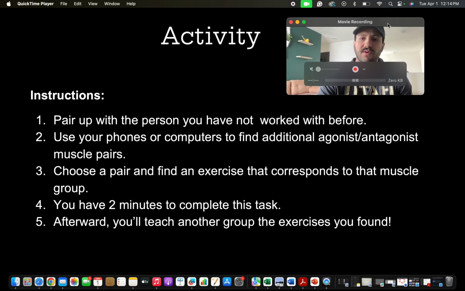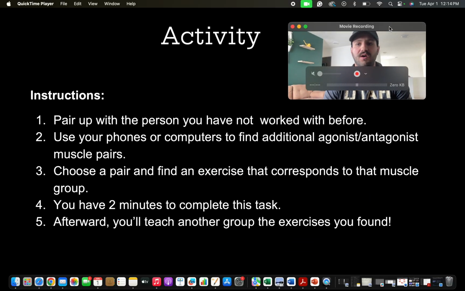Cool. So now it's part of our activity. I want all of you to pair up with a person you haven't worked with before. So at this time, look for someone. I'll give you 2 minutes to look through your phones or computers to find additional agonist and antagonist muscle pairs. And I've already given you a list of them, so you could probably find another list on Google.